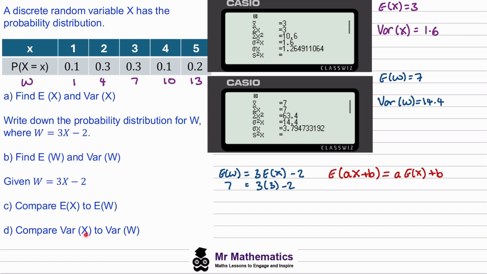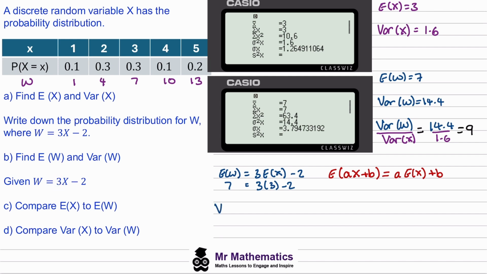If we look at the variance, we've got the variance of w and the variance of x. If we were to divide the variance of w by the variance of x, then we get 14.4 divided by 1.6. And we can work this out and we get 9. And this 9 comes from this 3. We just square the 3. This negative 2 translates all the data but doesn't affect its spread. It's the 3 which affects its spread. And because variance is the square of standard deviation, we square this 3.